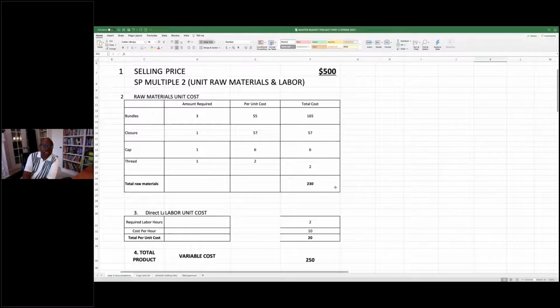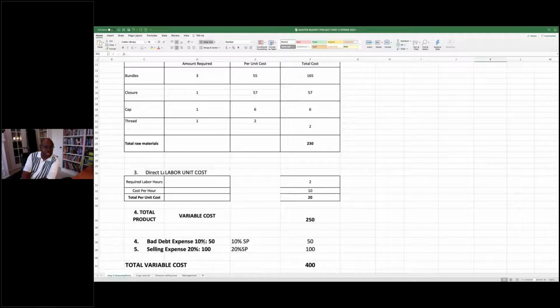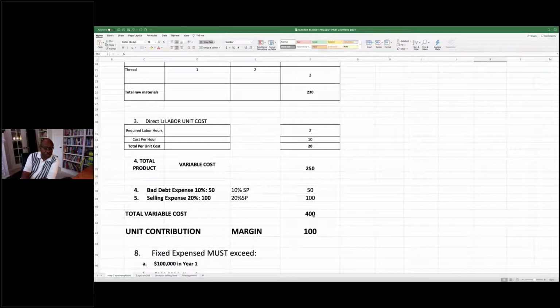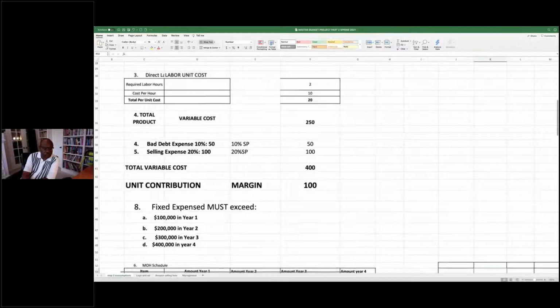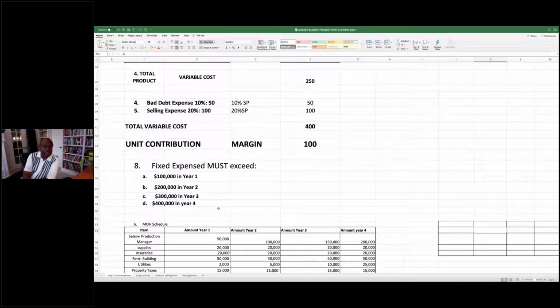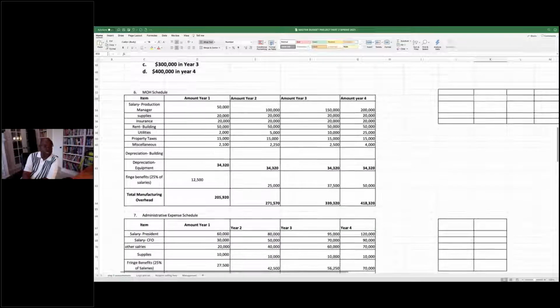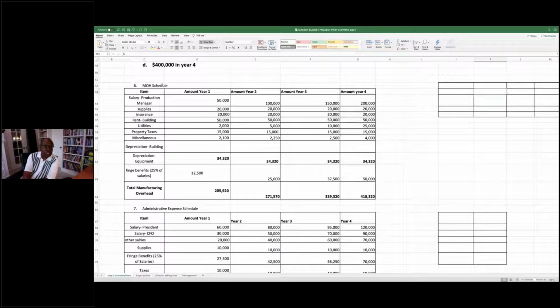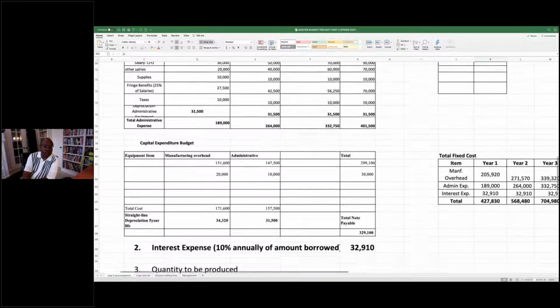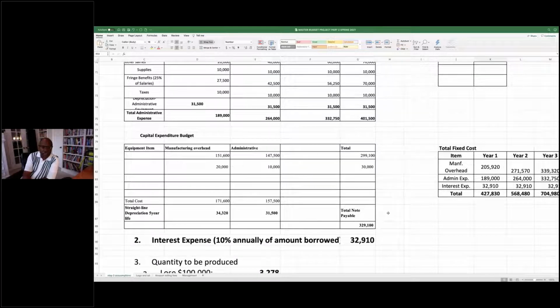Then once they had their selling price, they could calculate bad debt 10%, selling price, and selling expenses 20%. So their total variable cost was 400. Their unit contribution margin was 100. Fixed expenses had to exceed these amounts. You had 3 fixed expenses: overhead, administration, capital expenditure budget. And so you borrowed to buy your equipment, and 10% of that was interest.